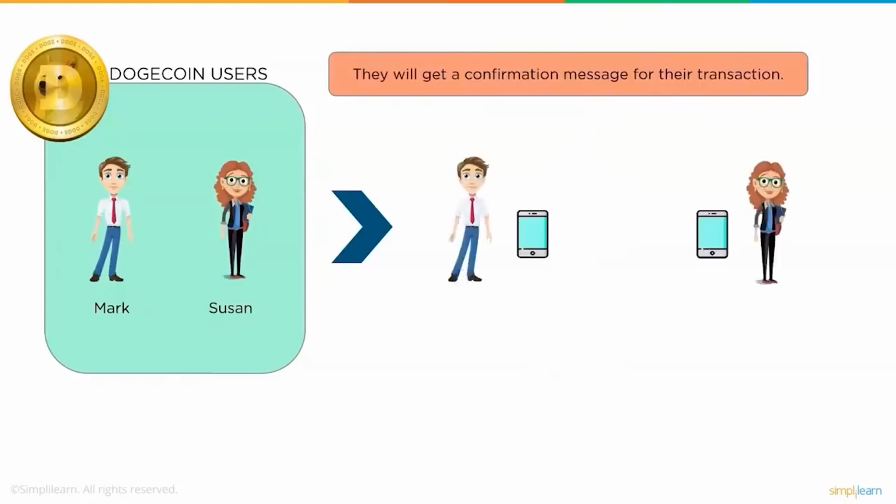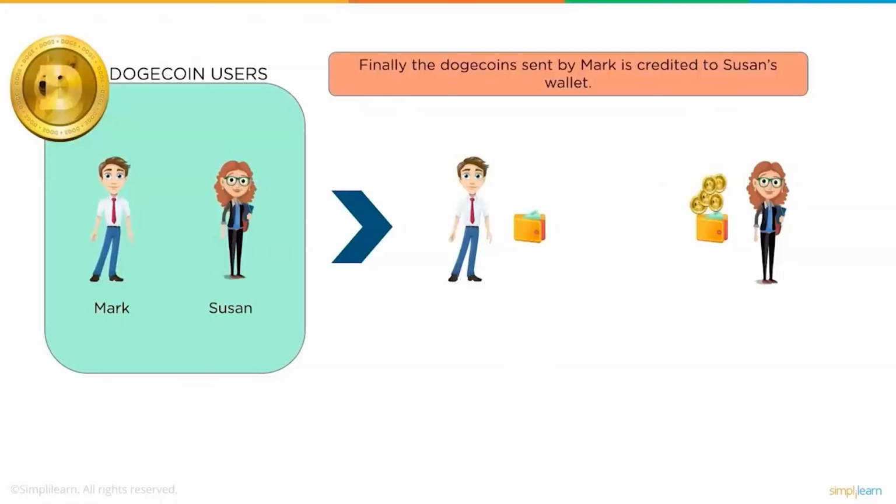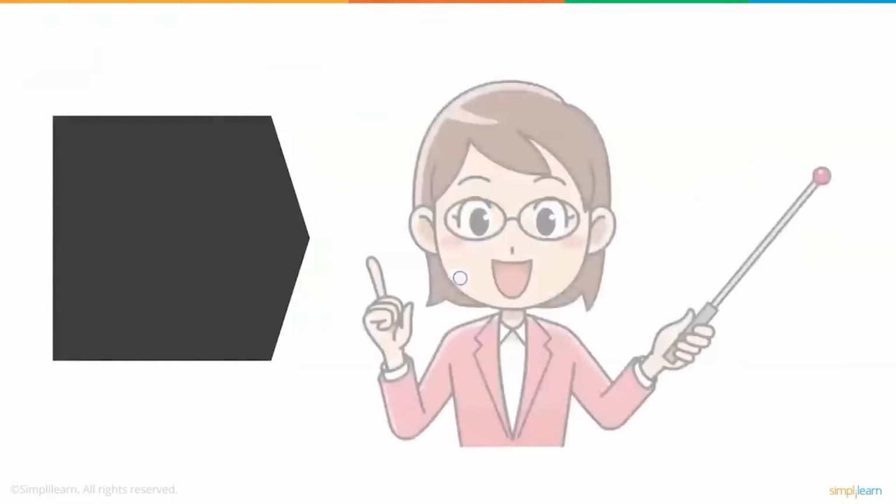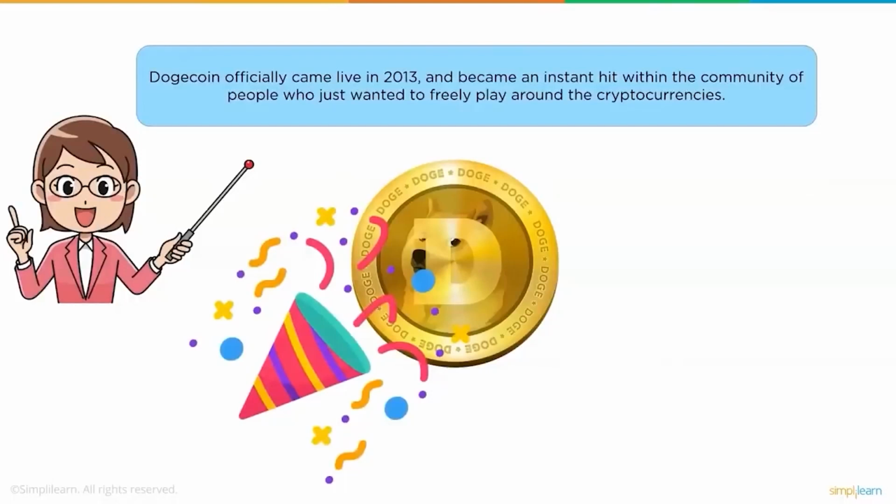After that, Mark and Susan get a confirmation message that their request for the transaction has been approved, and within 10 minutes the requested amount of Dogecoin is credited into the wallet of Susan. Thus, the transaction is completed. So, what led to the growth of Dogecoin? Dogecoin officially came live in 2013 and became an instant hit within the community of people who just wanted to play around with cryptocurrencies freely.